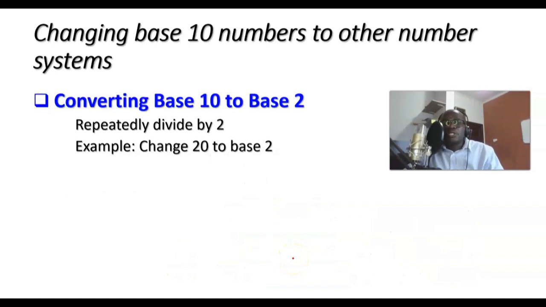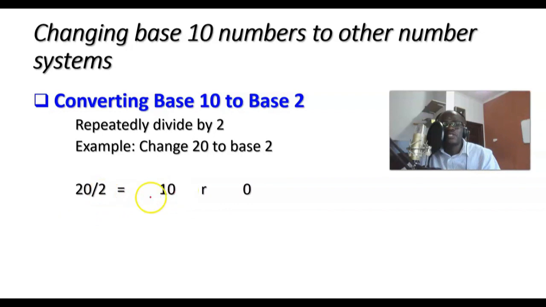Now, we can change base 10 numbers to other number systems. So, for example, we can convert a number to base 2 by repeatedly dividing by 2. So let's see what that gives us. So for example, if we want to change 20 to base 2, what do we do? What we shall be doing is we shall start dividing with 20 itself, 20 divided by 2, and the result you get is a 10. 20 divided by 2 is 10. What remainder does it give you? 0.